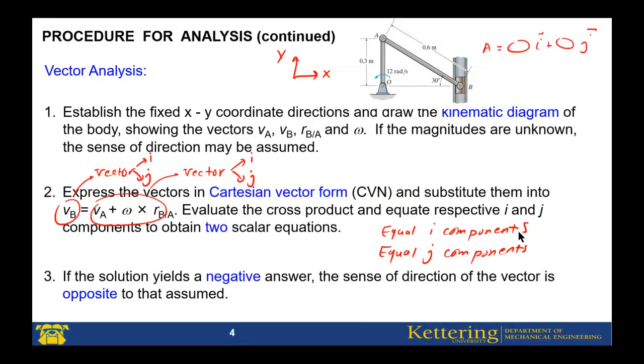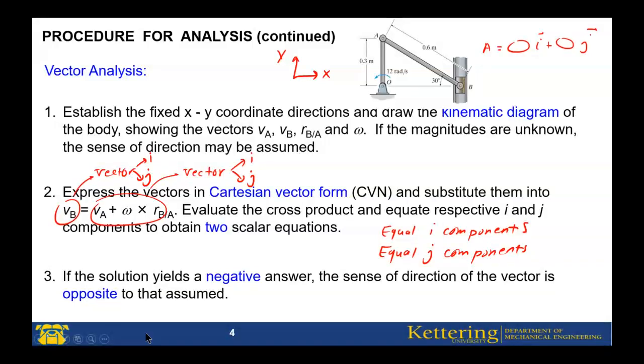As I mentioned, this is a vector. A vector has an ij component. We need to just make the i components equal together and j components equal together. Apples with apples, oranges with oranges. Okay, guys? You cannot equate i components with the j component. Okay?